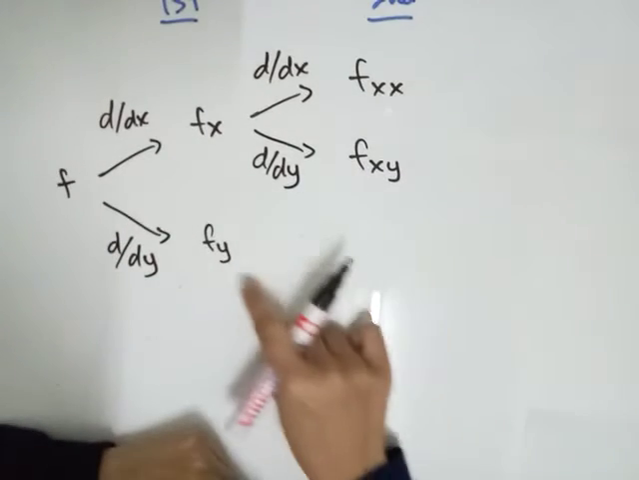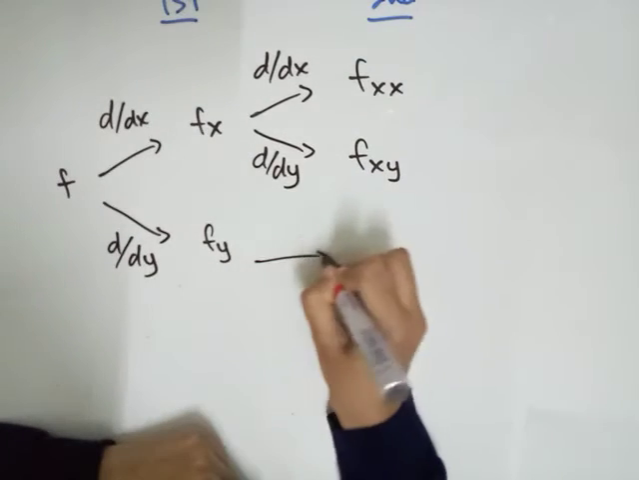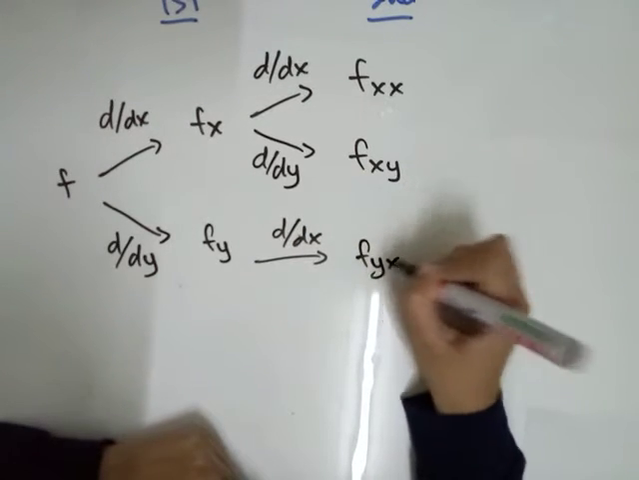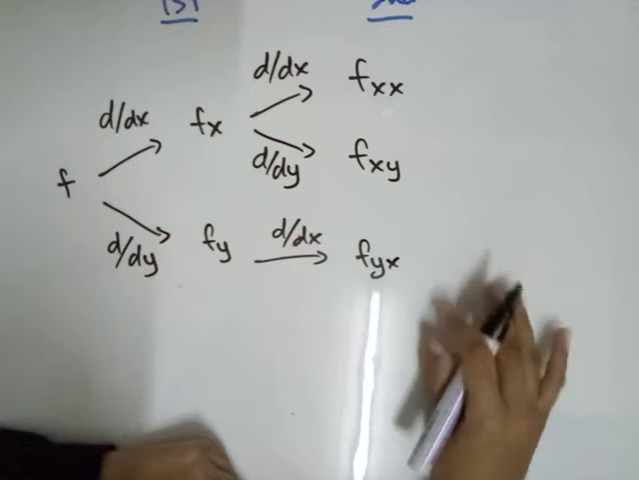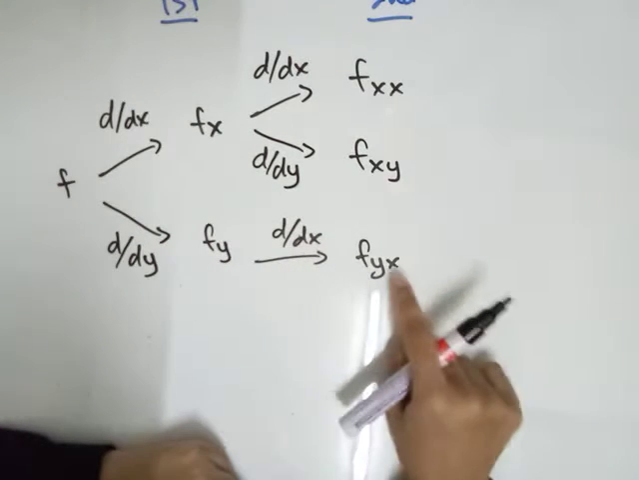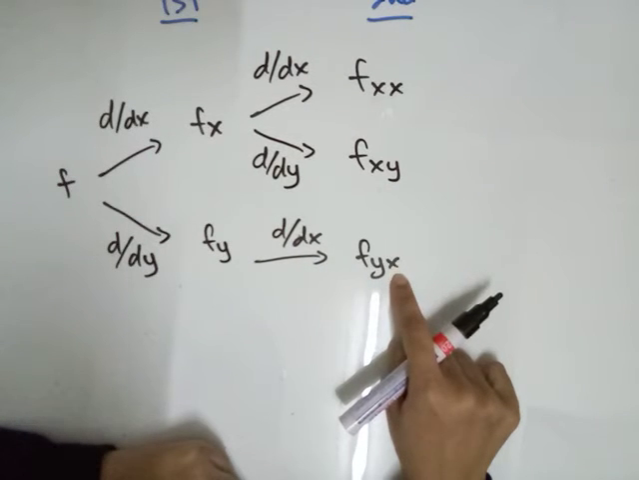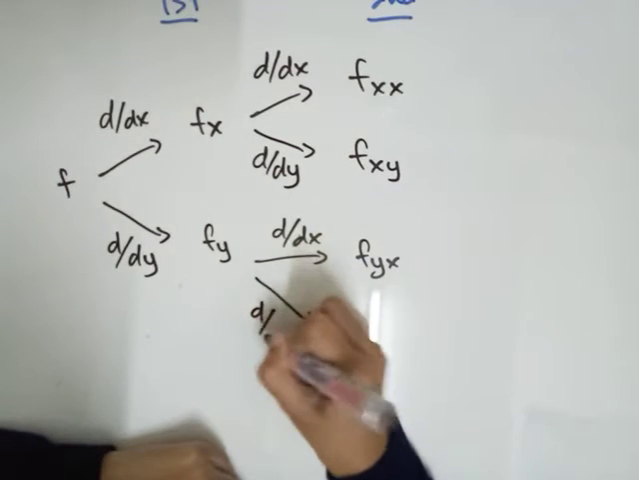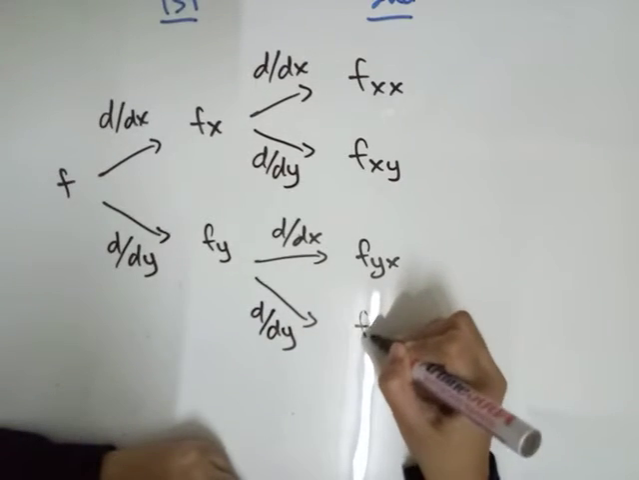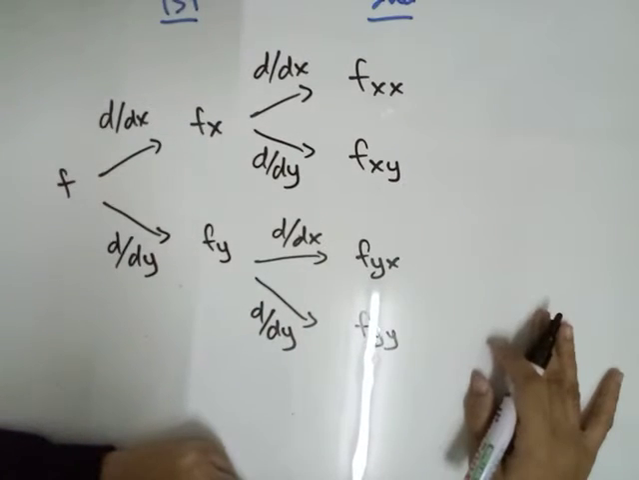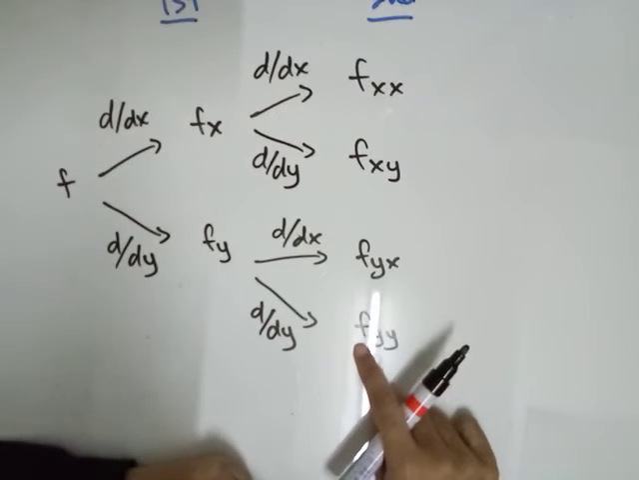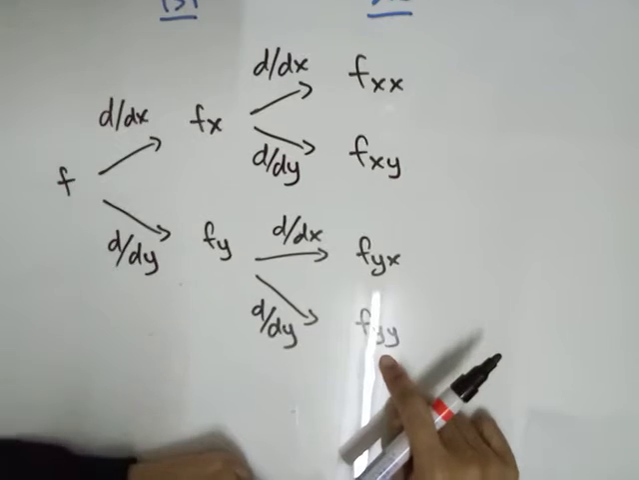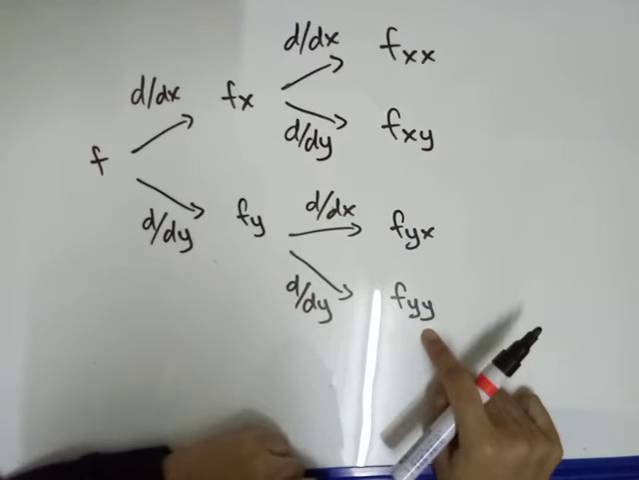From fy also, we can differentiate with respect to x. So it will become fyx. First derivative with respect to y and then with respect to x for the second derivatives. And from fy also, we can differentiate with respect to y. So it will become fyy. That means we can differentiate function f with respect to y twice. Right? Boleh faham nah?